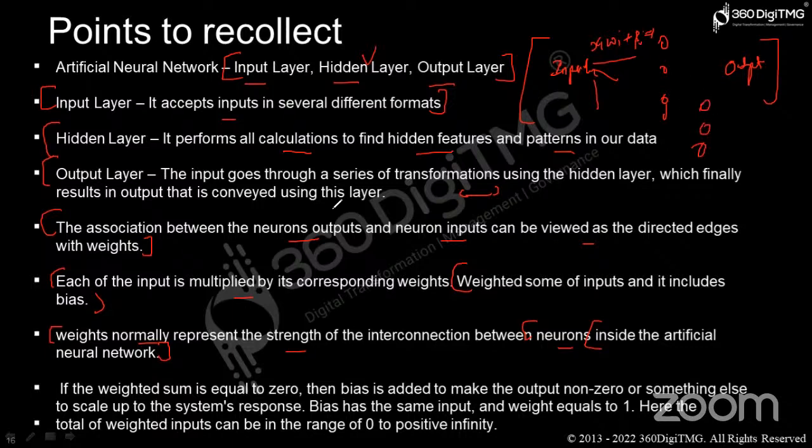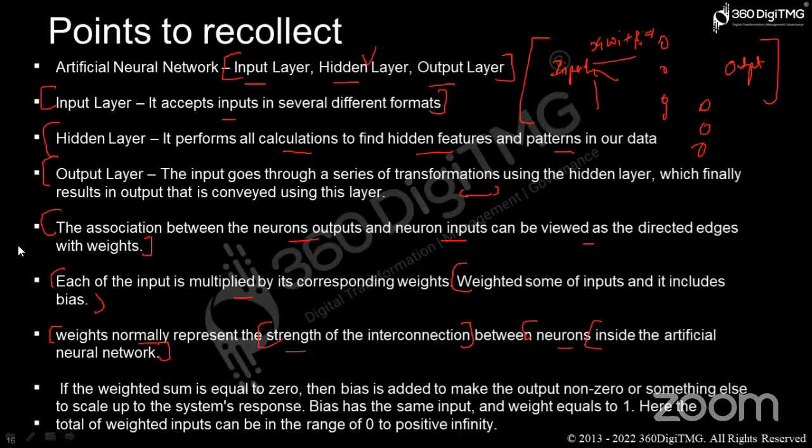So what do weights do? They represent the strength of interconnection between these neurons. And what happens in this process is, if the weighted sum is equal to 0, then the bias is added to make the output non-zero, or something else, to scale up the system's response.